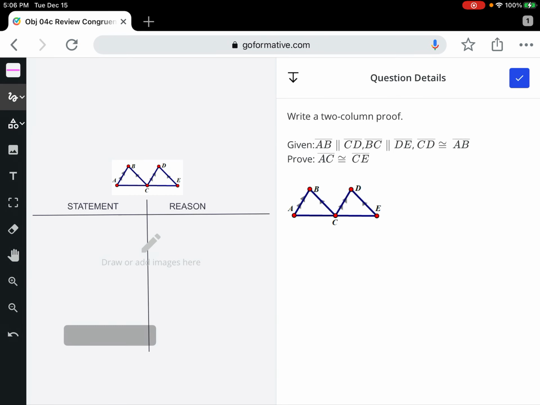Okay, this next one, you know AB is parallel to CD. That's given. Knowing that these two are parallel, I can just kind of draw this. I know that this angle must be congruent to this angle. Those are corresponding angles. So I know that angle BAC must be congruent to angle DCE. And that's going to be corresponding angles postulate.